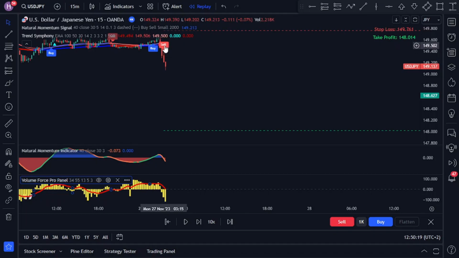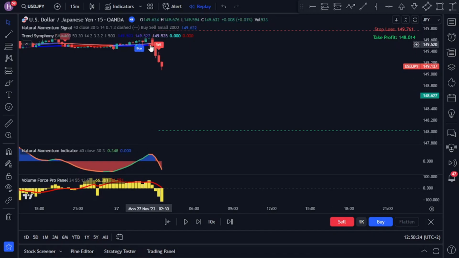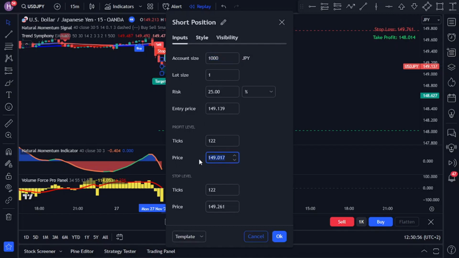Now, let's cover the exact rules for entry. For a valid sell trade, price action needs to be located below the Trend Symphony ribbons. Then we are waiting for a sell signal with the natural momentum line crossing below zero. Once we get the sell signal, we need to observe a histogram below zero and below the average line on the Volume Force Pro. Lastly, from price action, we observe a rejection away from a supply zone with a triple bearish candlestick pattern called three black crows.